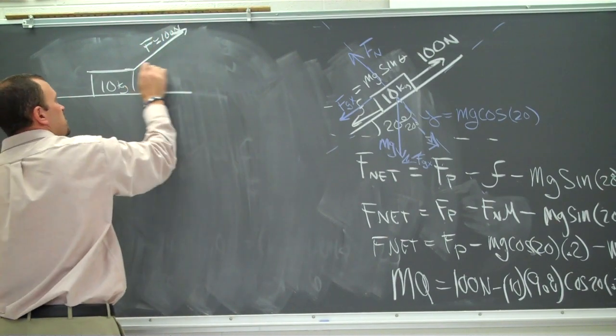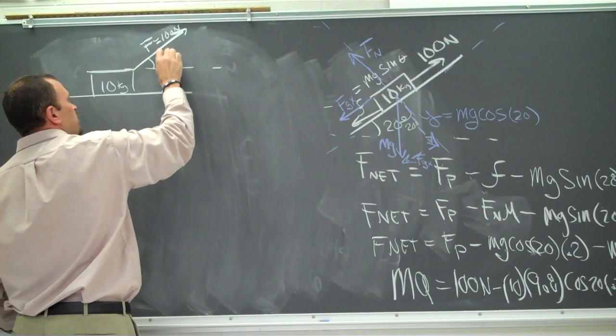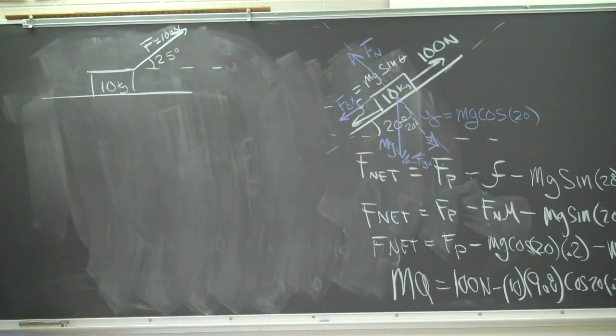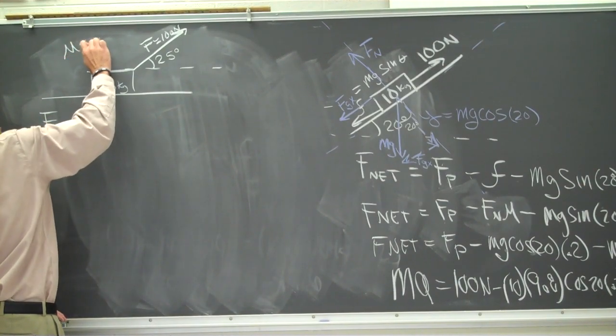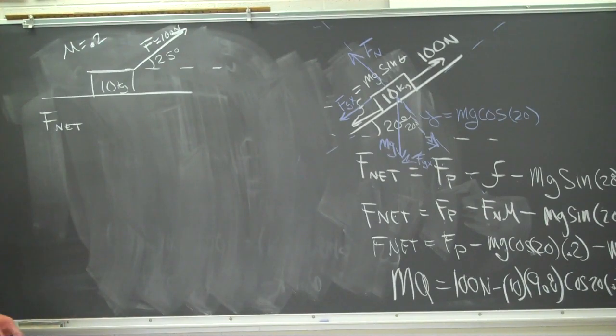So there's my 100 newtons, and let's say I'm doing that at an angle of, I don't know, 25 degrees for theta. Okay, and how does that change my equation? Again, I'm looking for F net. If I want to know how much this box is accelerating, let's say mu is still 0.2, just like we had before.